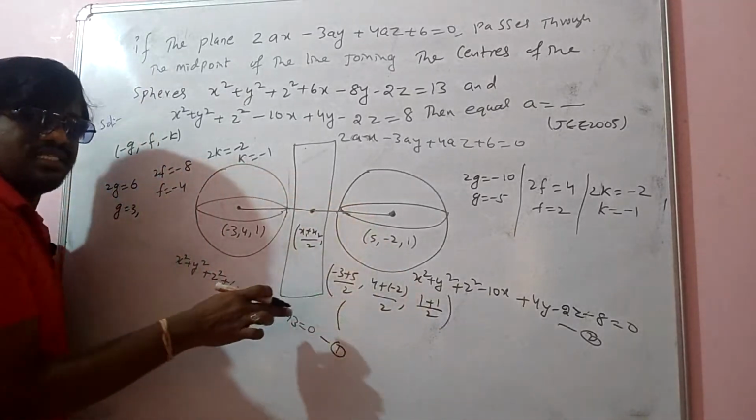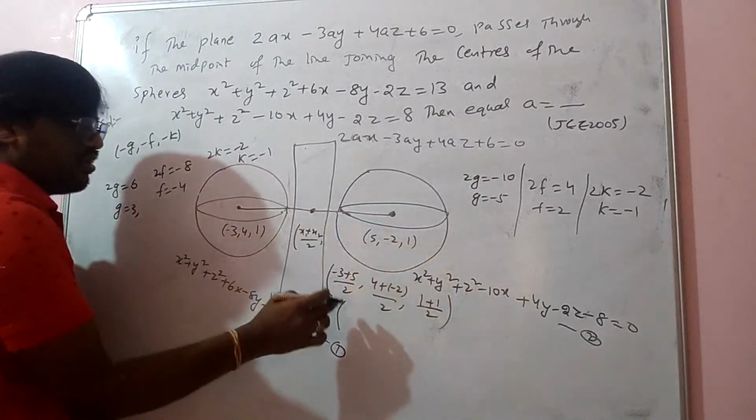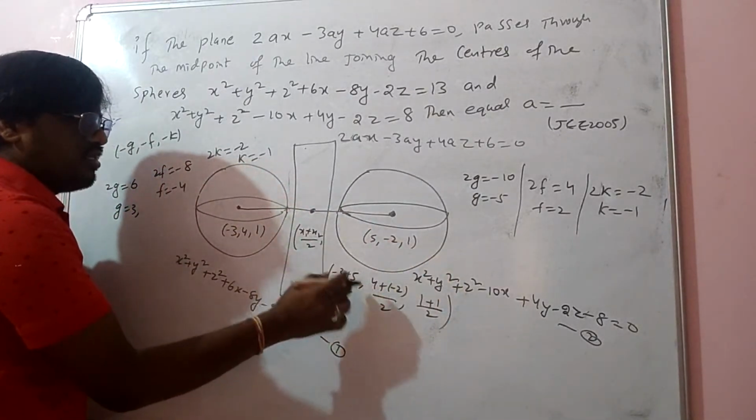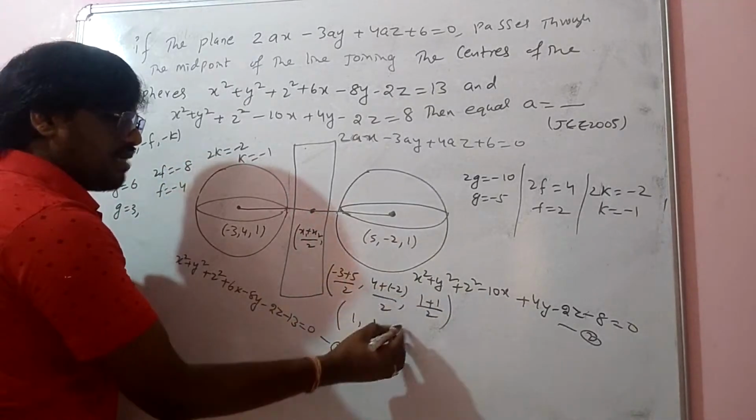So I am going to get the midpoint, sorry, the center we already got. So the midpoint is what here? I'm going to get 1, 1, and 1.